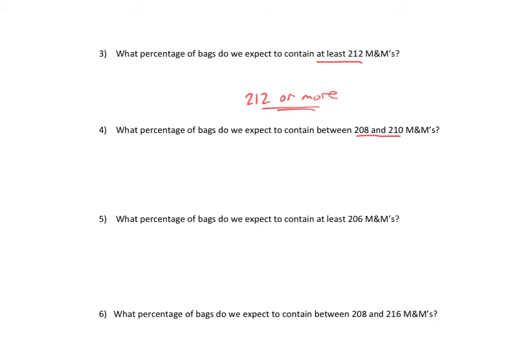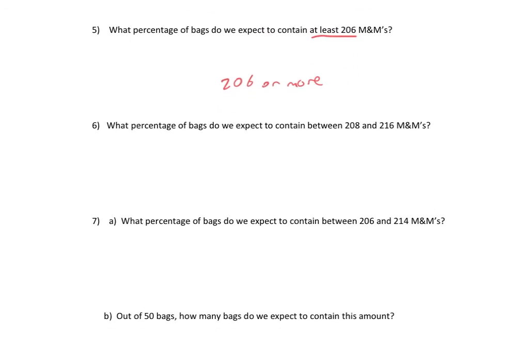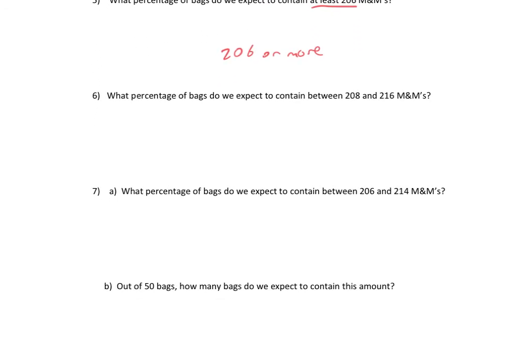Number 5, what percent do we expect to contain at least 206 M&Ms? Again, that means 206 M&Ms or more. Add up all of the regions containing 206 or more. Number 6 is, again, what percentage is between two values? Highlight them on your curve, and add up the percentages between those two values. What percent do we expect to contain between 206 and 214? Again, it's the same idea.